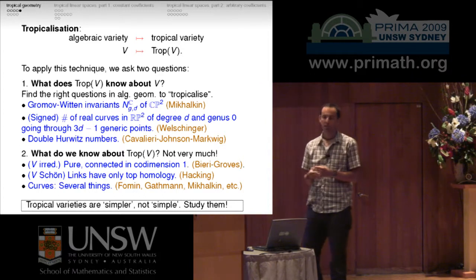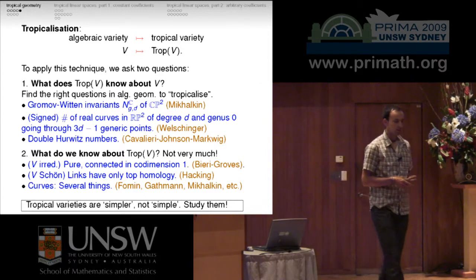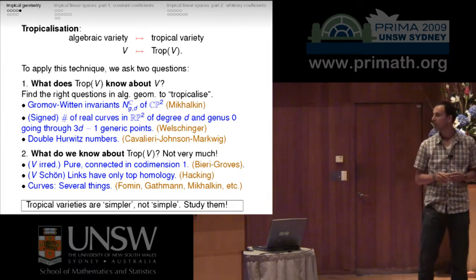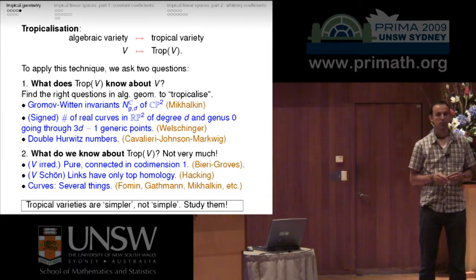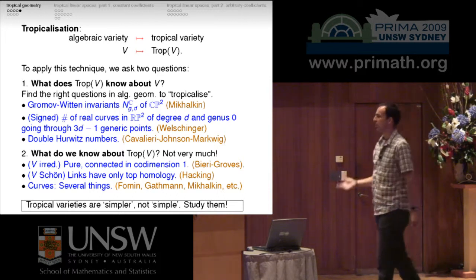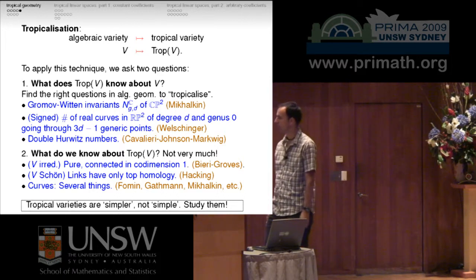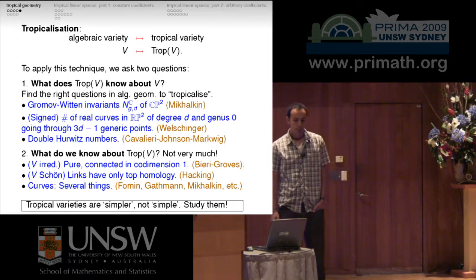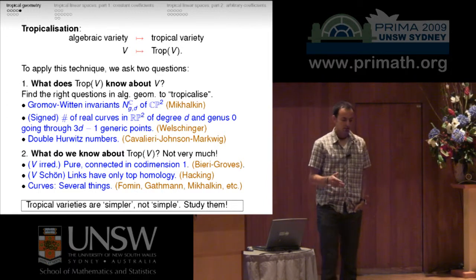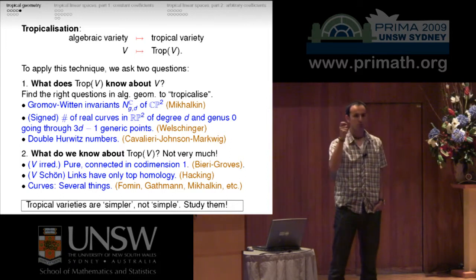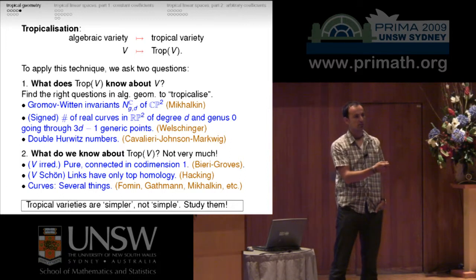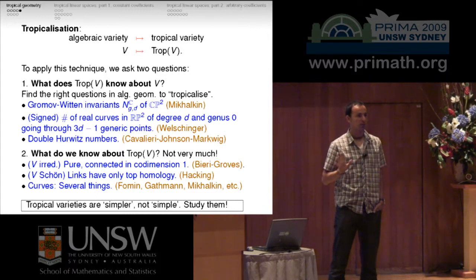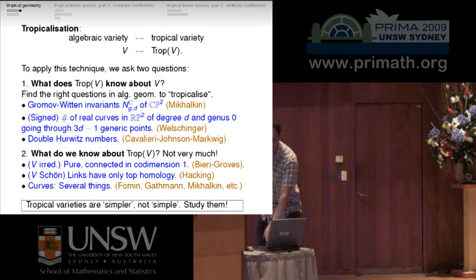Now, in special cases, especially in the special case of curves, this is the case that is best understood. And there's a lot of very nice work of Fomin, Gathmann, Mikhalkin, a lot of people about tropical curves. But again, the point is that, like I said, you tropicalize because you want to work with a simpler object, and tropical varieties are simpler, but they're not simple. They're not trivial, and that's basically what I want to talk about today.